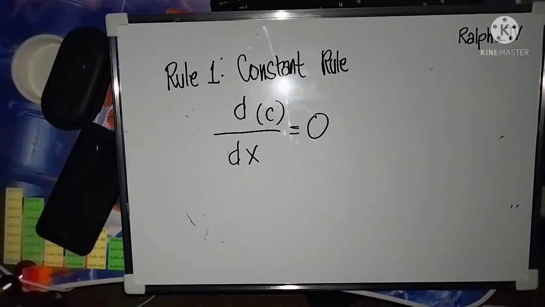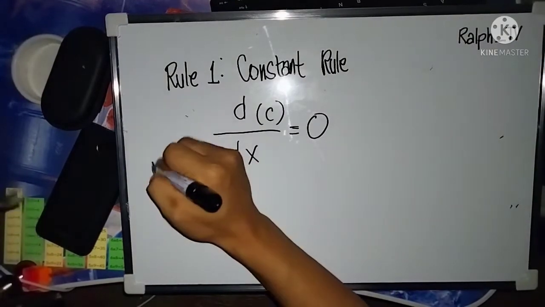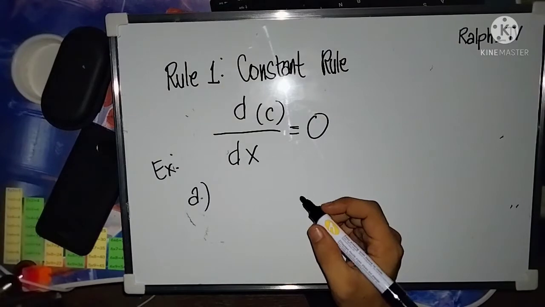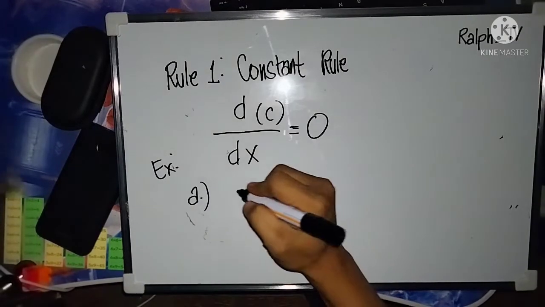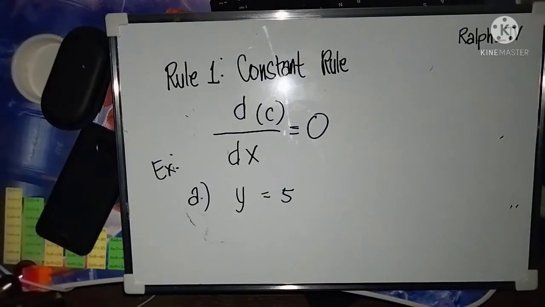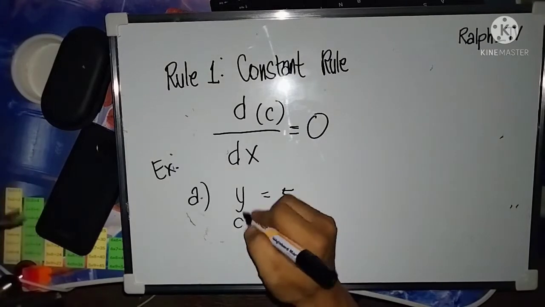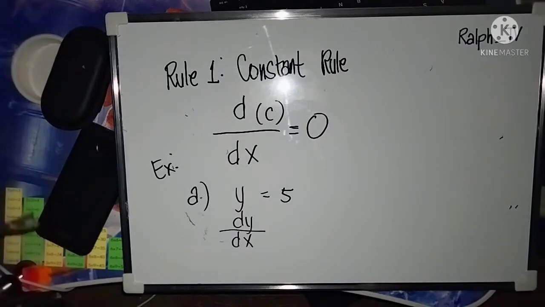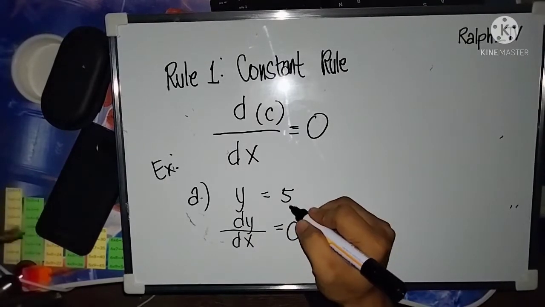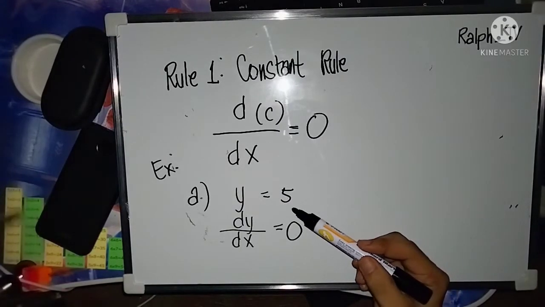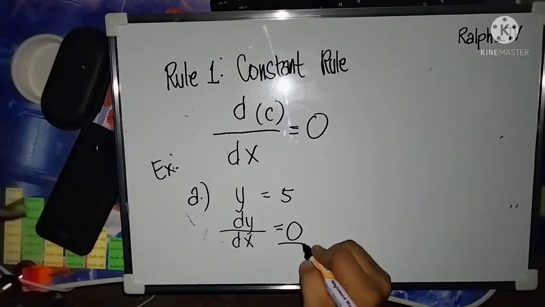So let's have an example. This is an example. So we have y is equals to 5. So we have the derivatives of y in terms of x is 0 kasi yung 5 constant. So any number or any whole number na constant, the result is 0. Yan yung rule number 1.